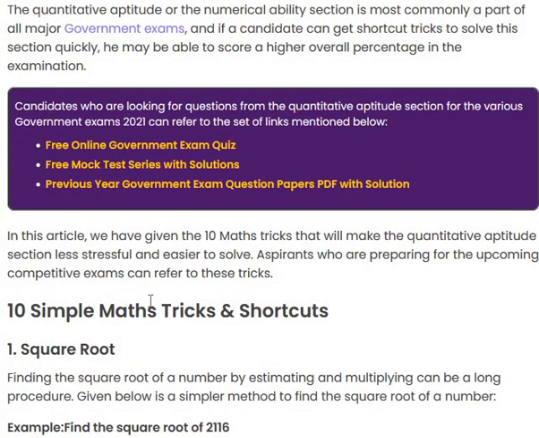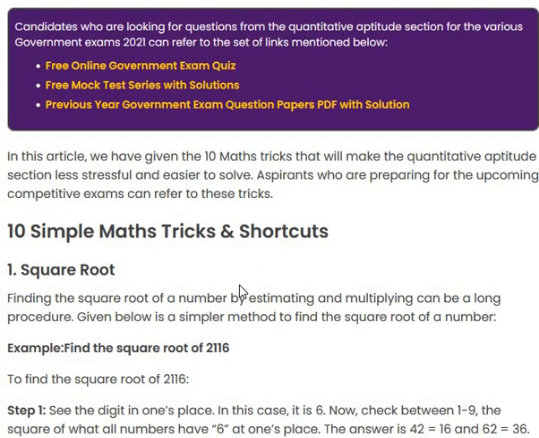In this article, we have given the 10 maths tricks that will make the quantitative aptitude section less stressful and easier to solve. Aspirants who are preparing for the upcoming competitive exams can refer to these tricks. 10 simple math tricks and shortcuts. First one, square root. Finding the square root.